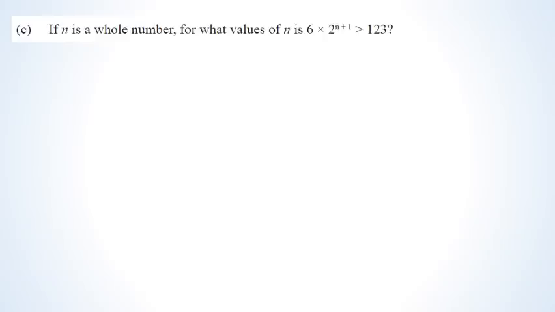So in this question, we've got if n is a whole number, for what values of n is 6 times 2n plus 1 greater than 123? So, you know, there's two ways of doing this.